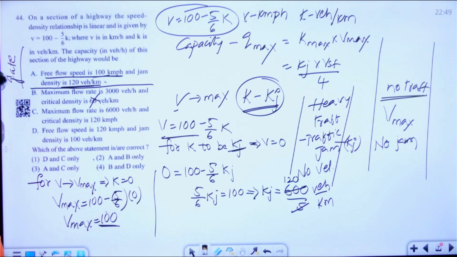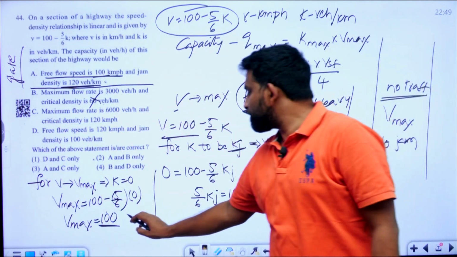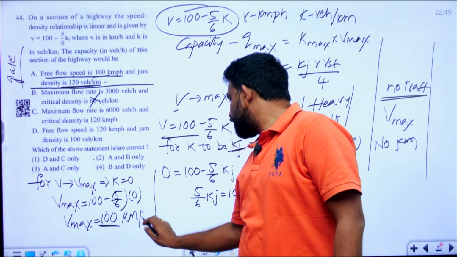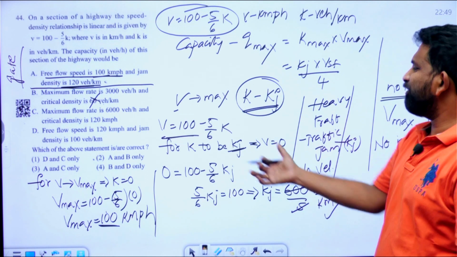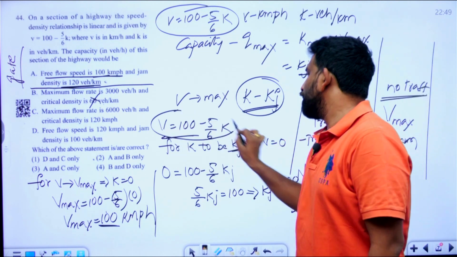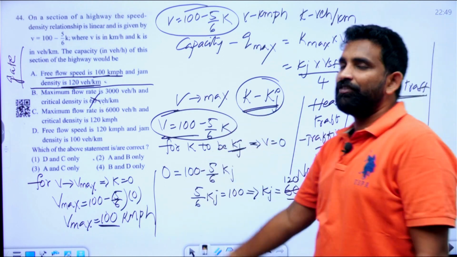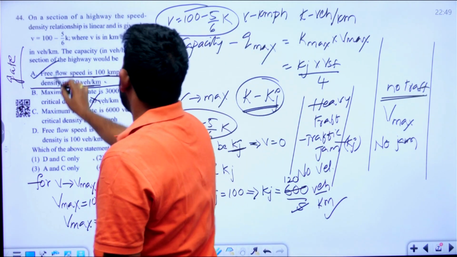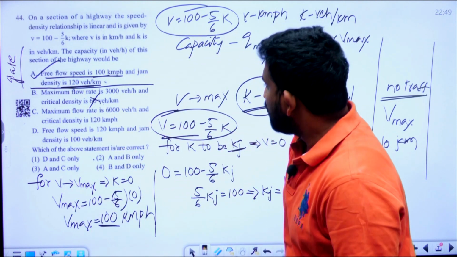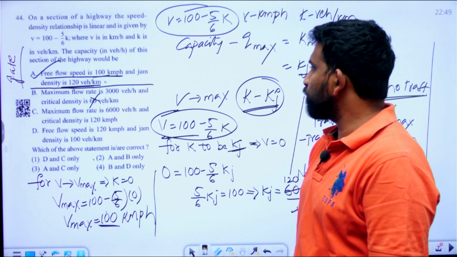Any other options like that? No, no other options were given like that. So free flow speed is 100 kmph, and the jam density is observed as 120 vehicles per kilometer. So easily we will be able to solve this kind of question from this derivation, from this given equation. From this equation, we can find the V max as well as the jam density easily. So a clear answer: free flow speed will be 100 kmph and the jam density is 120 vehicles per kilometer. Any other answers? Maximum flow 6000, no. Free flow speed 120, no.